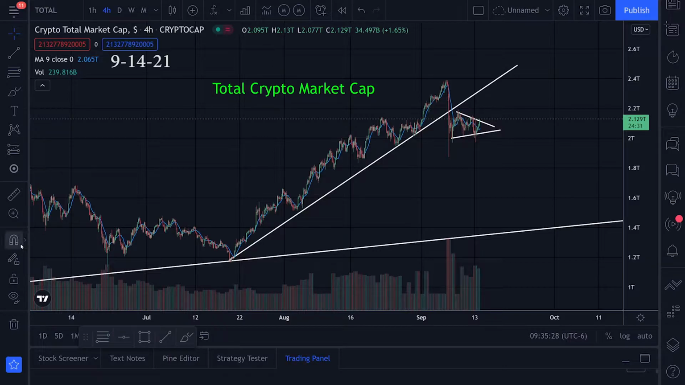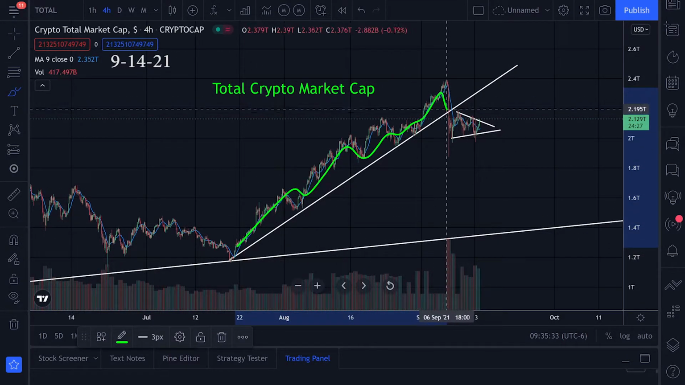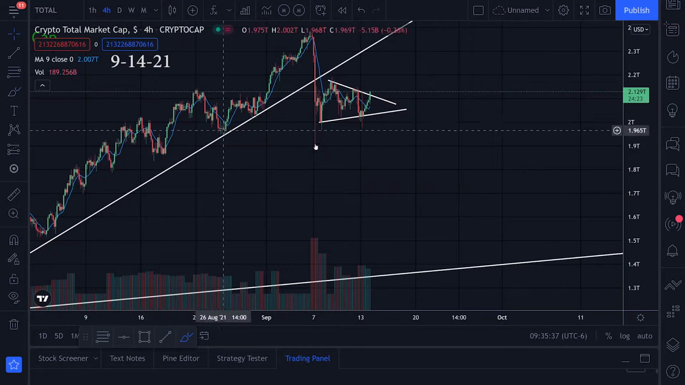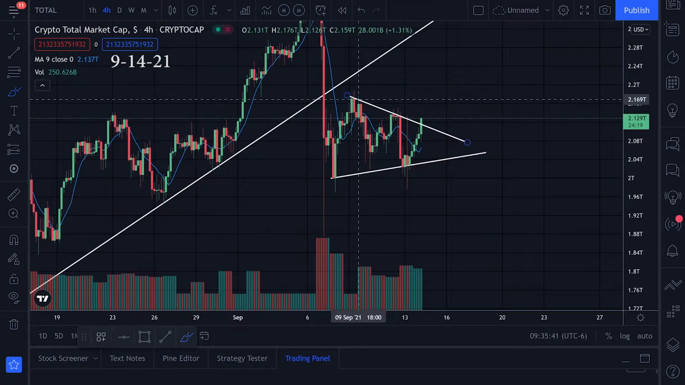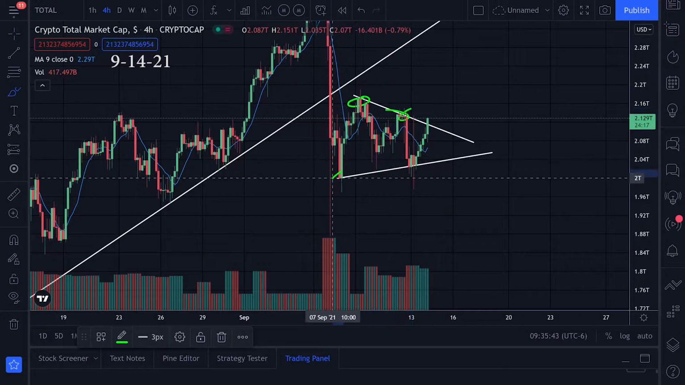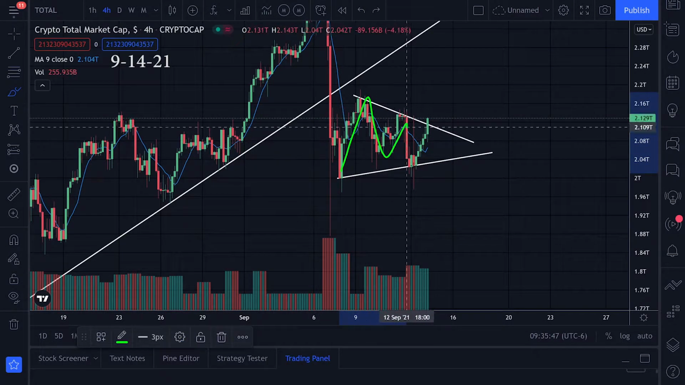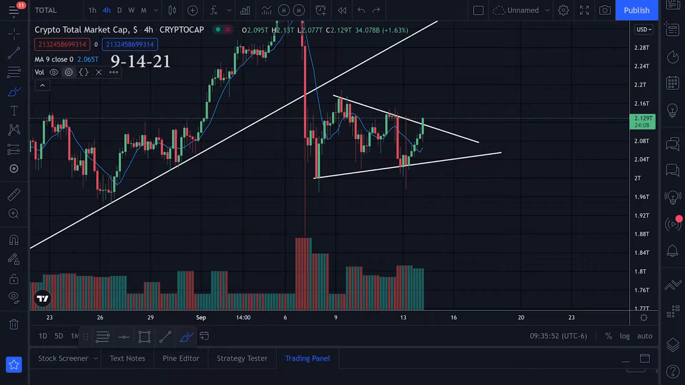Alright, so if we switch over to the total crypto market cap, we were watching this uptrend going something like this, and it broke to the downside right there. Pretty much now what I'm looking at is we have a little triangle pattern or maybe a flag pattern. We have resistance right here, support right here, support right here. It looks like we're breaking out to the upside right now. Let's see if we can keep this momentum going.